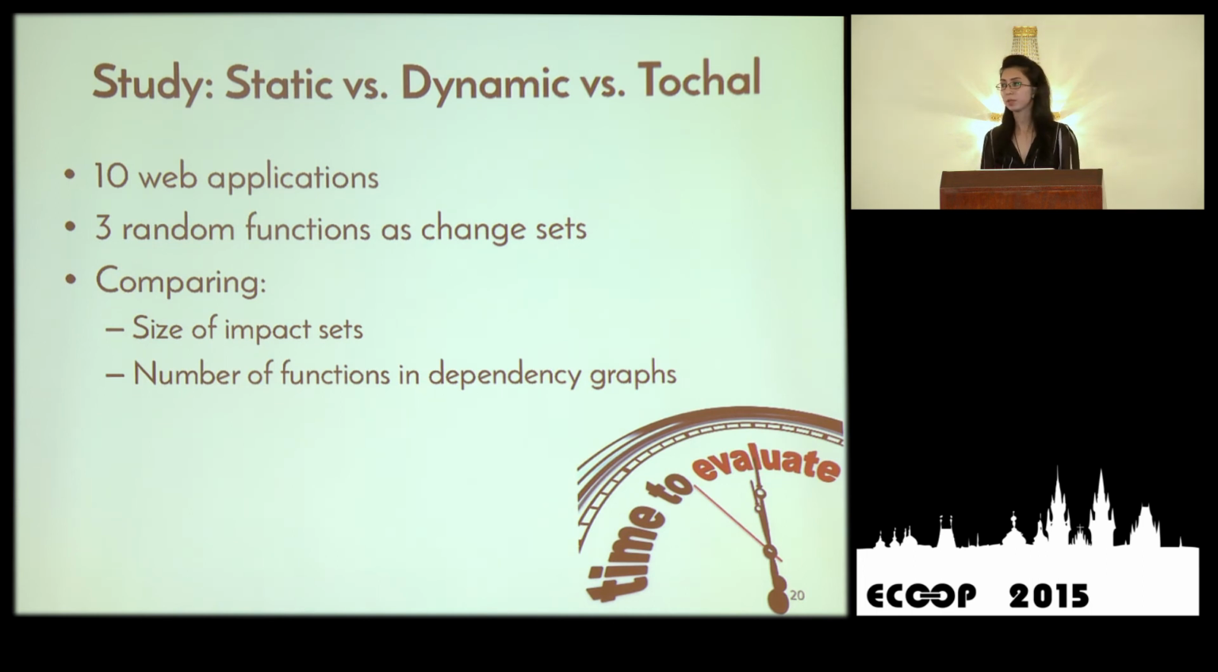We took the same applications from our earlier study. We picked 3 random functions from each application, and we retrieved the impact sets for each of the functions. We compared the size of the impact sets between these applications for each method, because the impact sets are dependent on the change sets that you pick. So we wanted to have an overview of how the analyses were working. So we compared the dependency graphs of each application as well for each method.